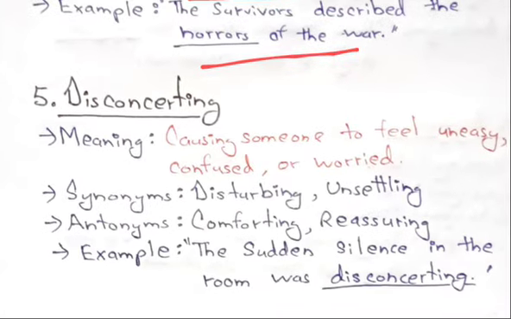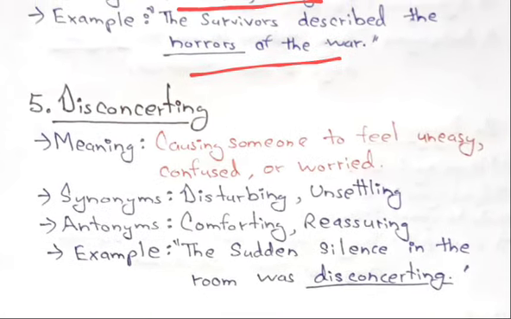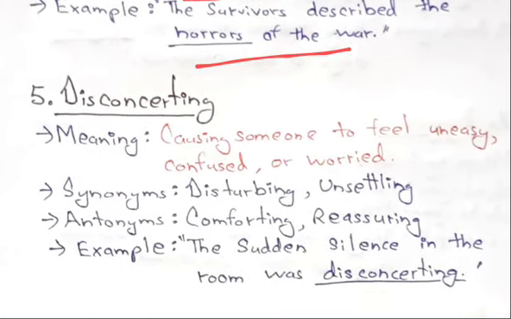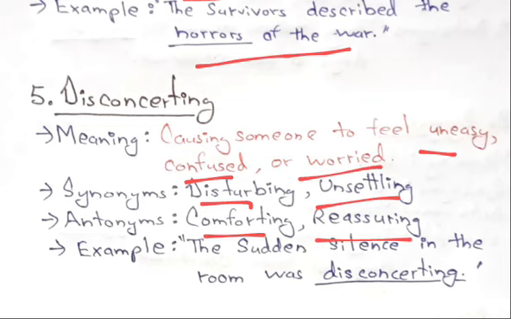Next one is disconcerting, meaning causing someone to feel uneasy, confused or worried, यानी परेशान करने वाला. Synonym है इसका disturbing and unsettling. Antonym है comforting, reassuring. Example: the sudden silence in the room was disconcerting.